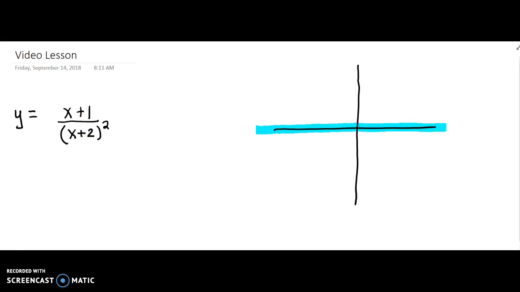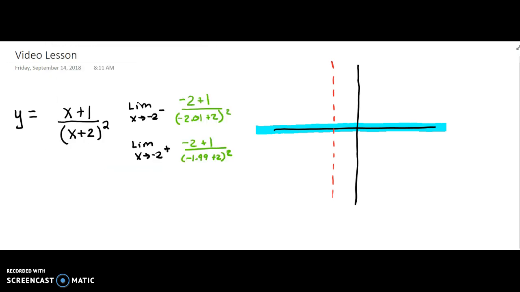Next, I'll seek to find any vertical asymptotes, where we know we can't divide by 0, and -2 plus 2 would force that division by 0. So I must have a vertical asymptote at x equals -2.